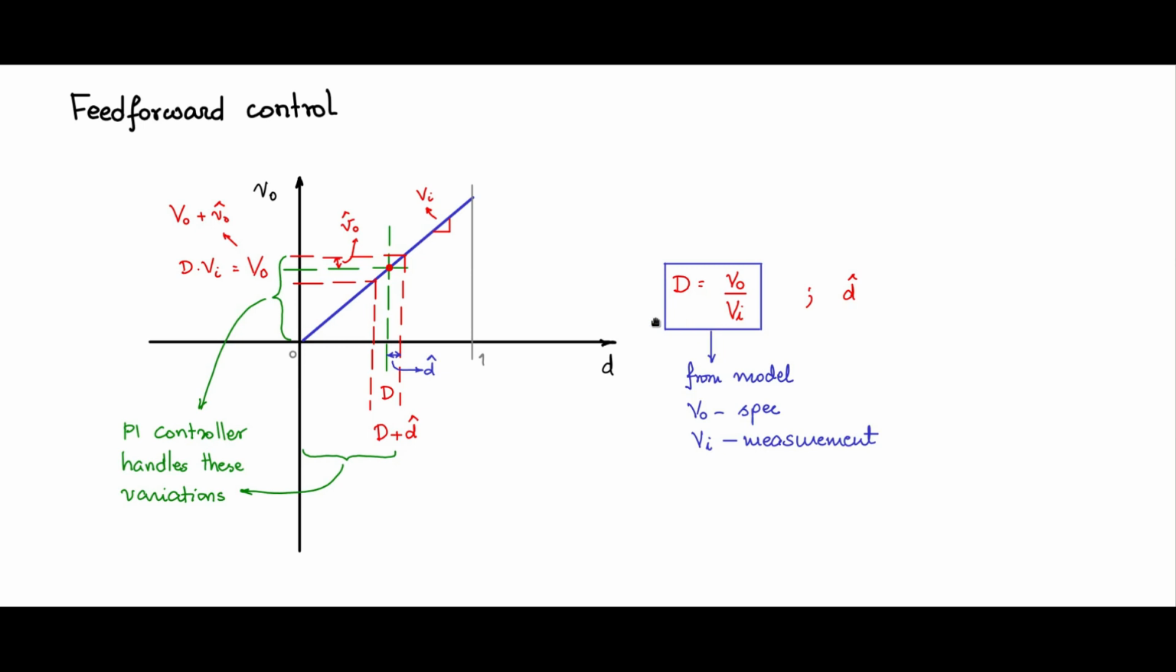We know that V0 is equal to dVi. We have developed this model earlier while studying the buck converter. So I know V0, which is coming from the user specs. Vi is coming from the measurements, instant by instant measurement. So V0 by Vi is known.